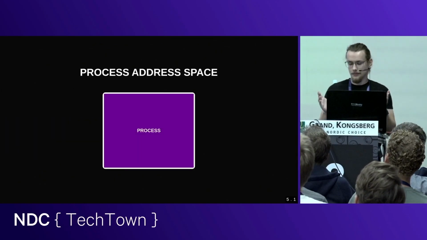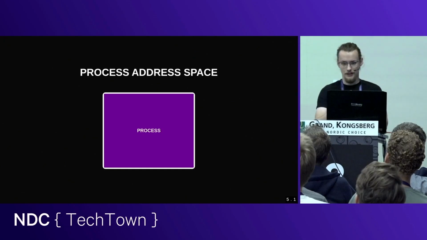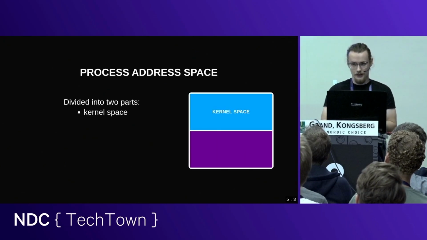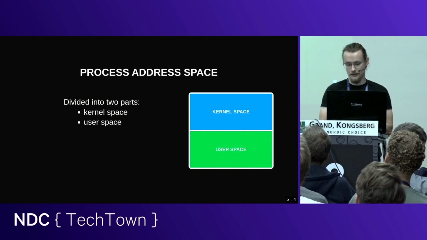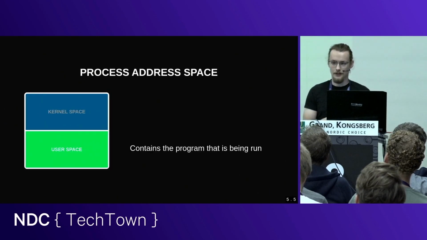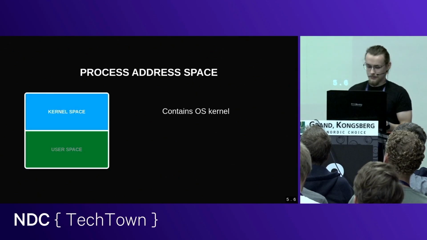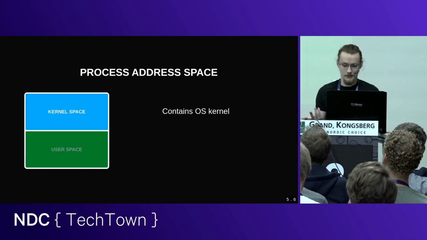So this process address space, we know how big it is. So how is it organized at the top level? At the top level, it's divided into 2 parts, the kernel space and the user space. The user space just contains the program that we are running, so our program. And the kernel space just contains the operating system kernel.